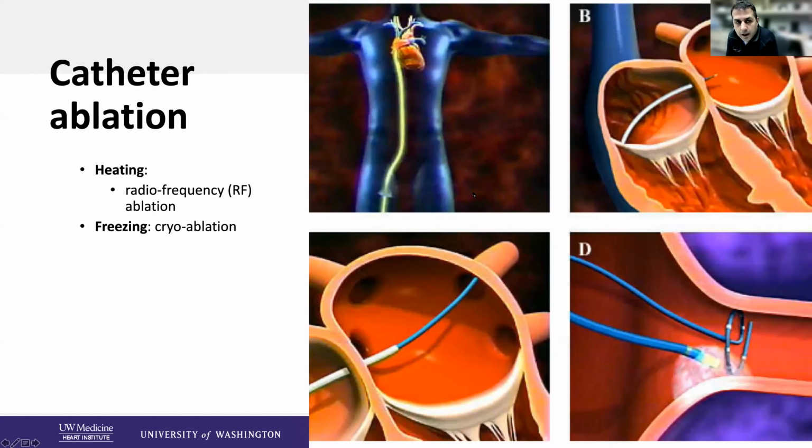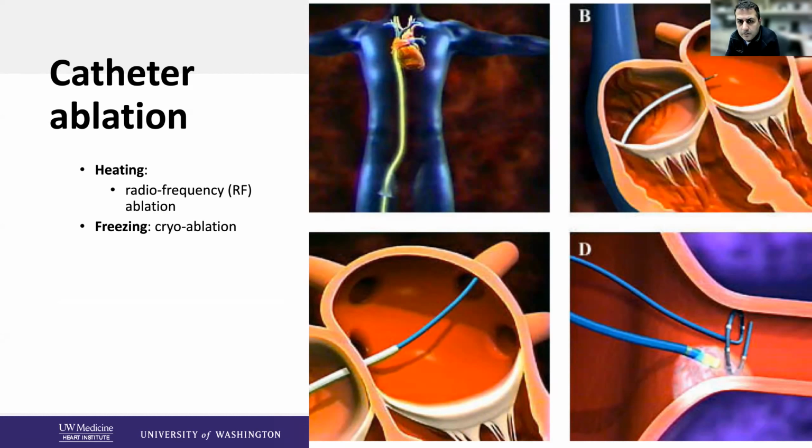Now, a quick explanation also of what catheter ablation is and how that works. So catheter ablation means that we use catheters to go to the heart and use different types of energy, either heating or freezing, to target certain areas within the atrium or the atria to treat the causes that are triggering the atrial fibrillation.